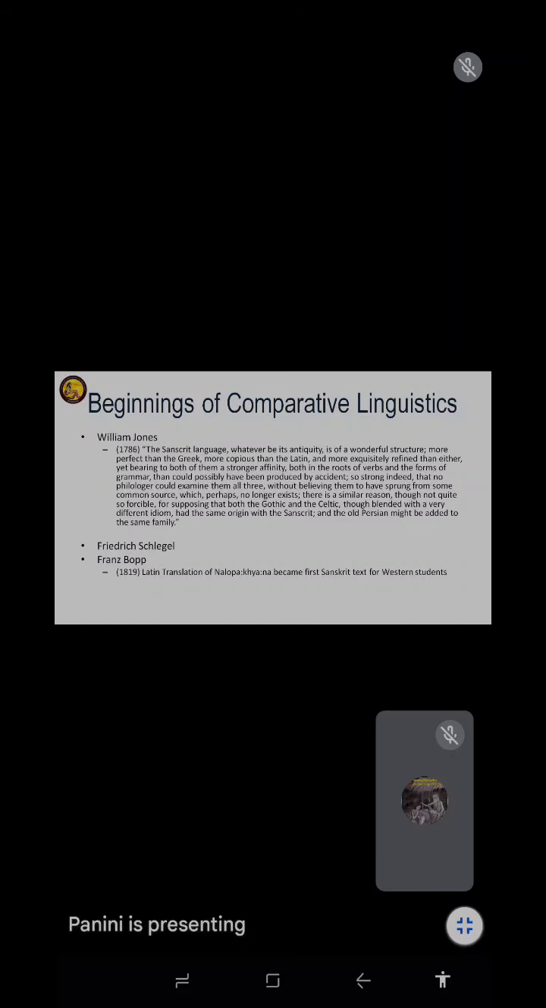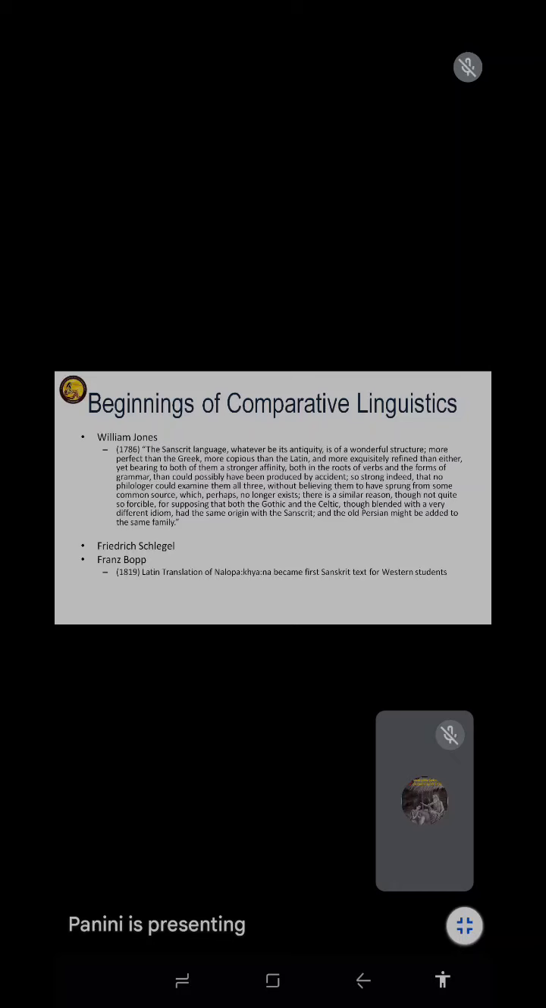Now, when you come to linguistics, how did linguistics begin? Panini did this analysis of the language in the 5th century BC. But linguistics, as we know it today, began as comparative linguistics. The beginning of linguistics actually started with Sir William Jones, the former Supreme Court judge of Calcutta. In 1786, he presented a paper where he first made a statement that the Sanskrit language, whatever be its antiquity, is of a wonderful structure.